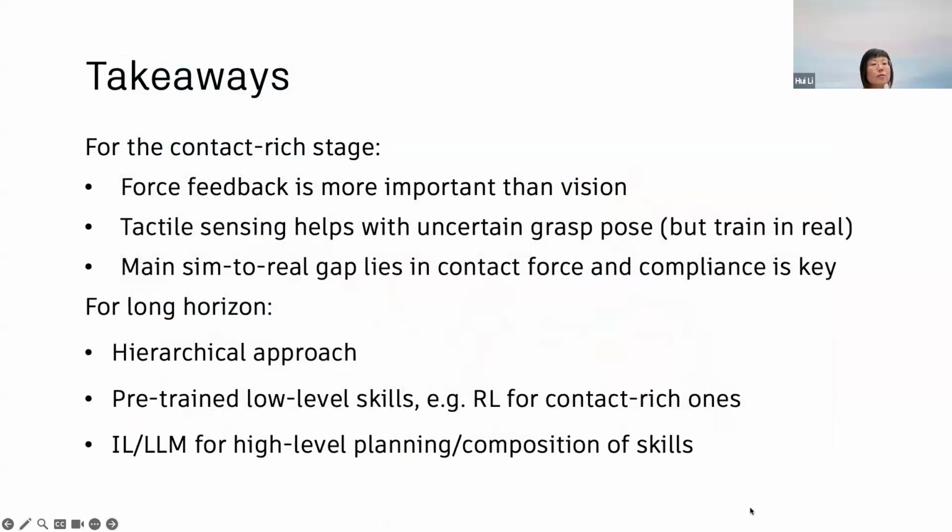All right, so some takeaways from my talk. We talked about the contact-rich part, and for the long horizon, the whole assembly, I think the hierarchical approach is the way to go. It's a lot more efficient. With the low-level skills, you can pre-train them, especially the contact-rich skills, with RL training. And for high-level planning and composition of skills, you can use imitation learning, where you don't need as much human demonstration, or use a large language model.